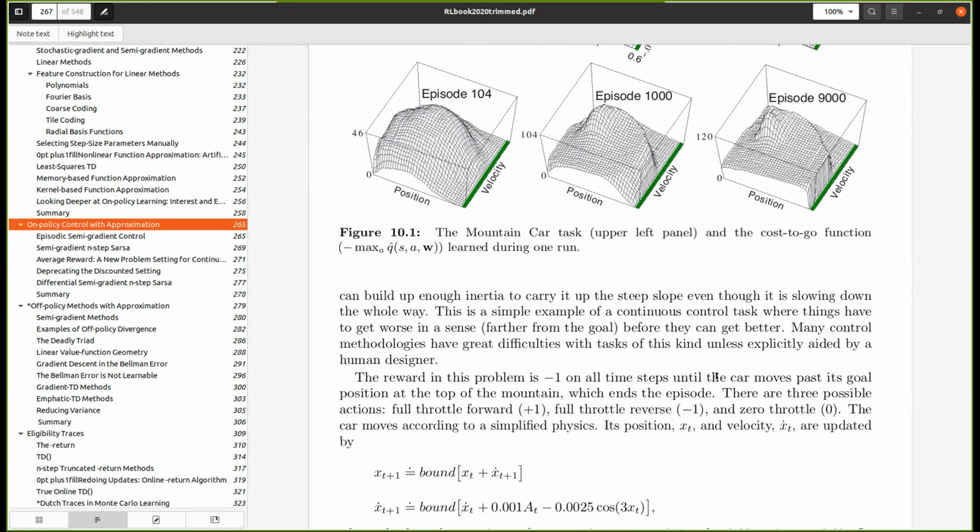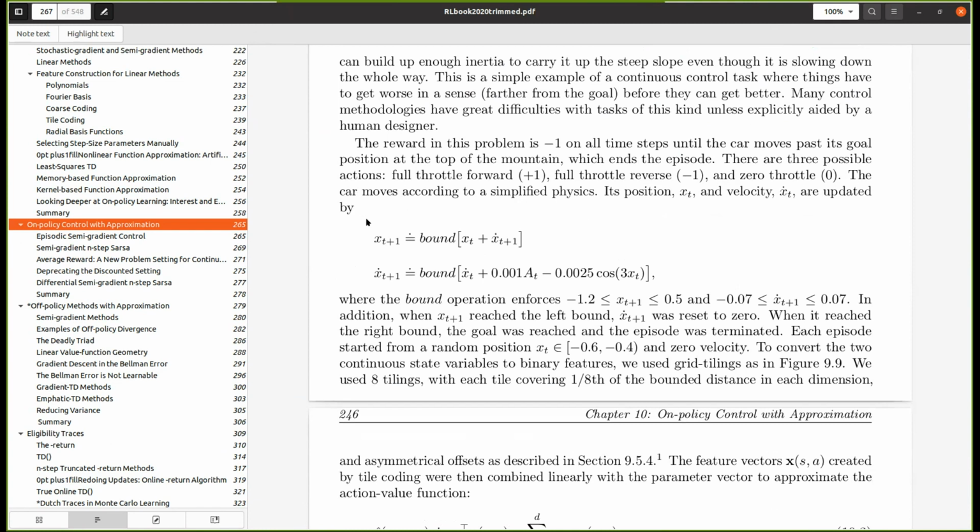Okay, and in this case, our state contains two variables. It would be position and velocity, and those are given with these two formulas here. You see that we clamp both position and velocity at some values. So our velocity cannot be greater than or less than the absolute value of 0.07. And the position is also bounded in some region. Okay, and the target state is this boundary, the rightmost position.